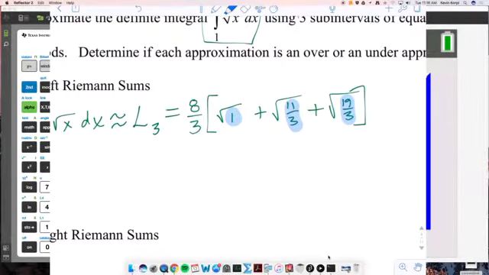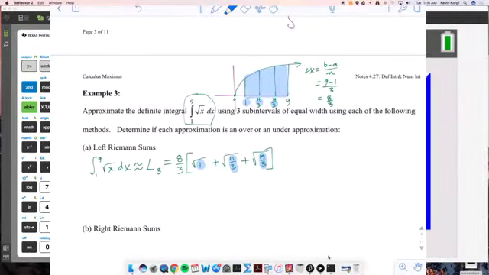Now, I'm not going to even evaluate that. Okay, we're just going to leave it like that. Now, is that going to be too big or too small? Is it hard to tell?